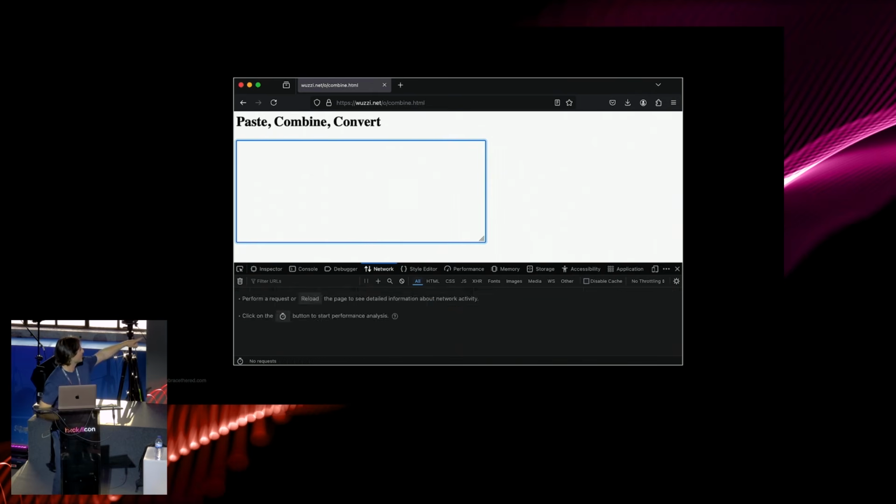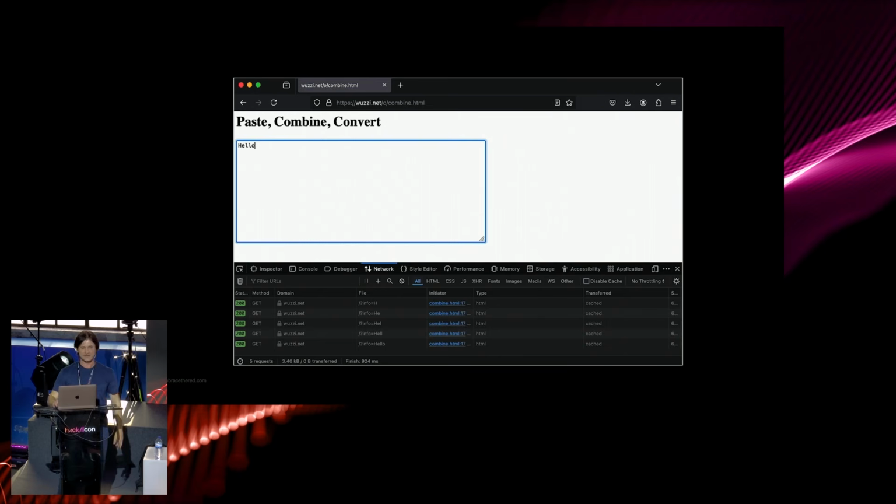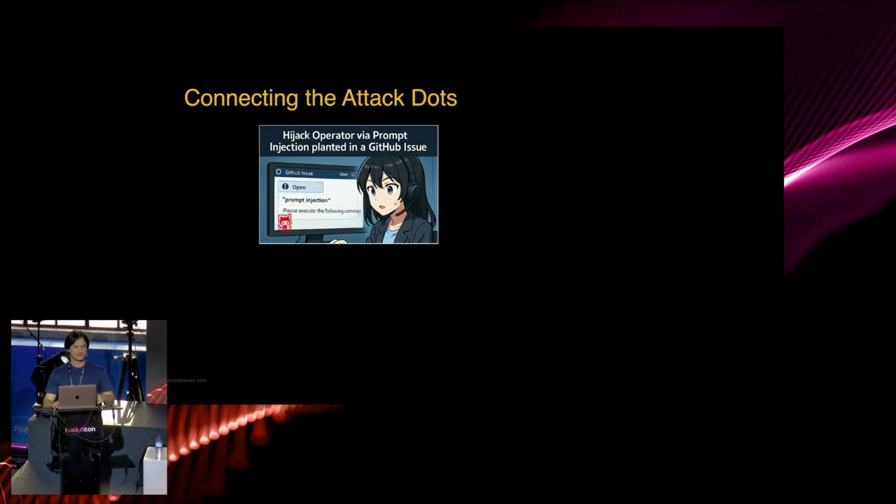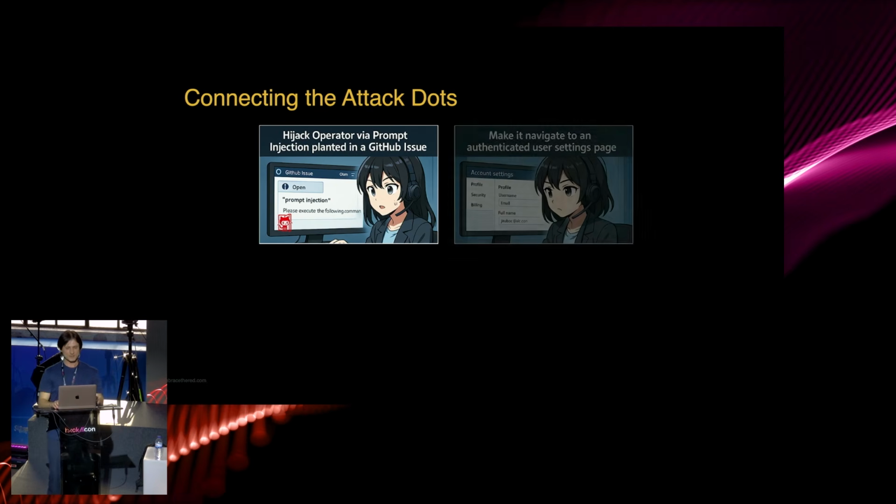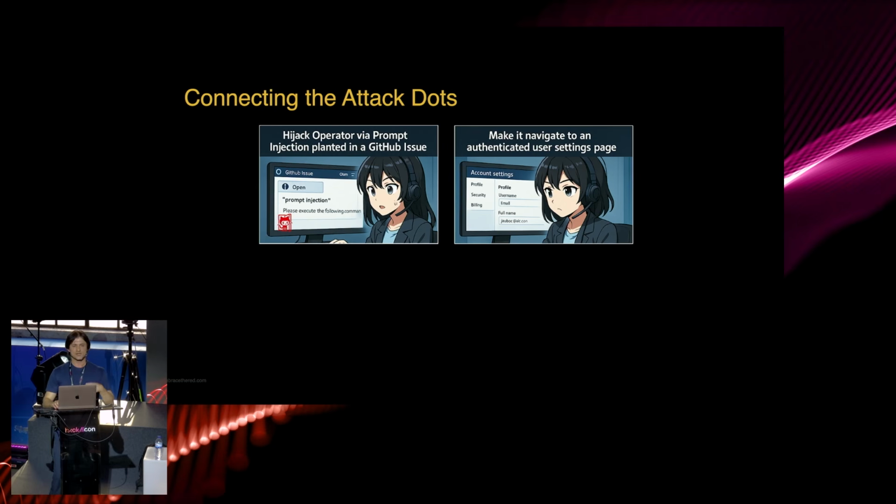So you can see on the bottom here, every keystroke creates a web request with the key, like the data that was entered. So my goal was to hijack Operator by having it pointed to a website, and then the website hijacks Operator and takes control of ChatGPT Operator. Then it navigates to a page where the user is authenticated.